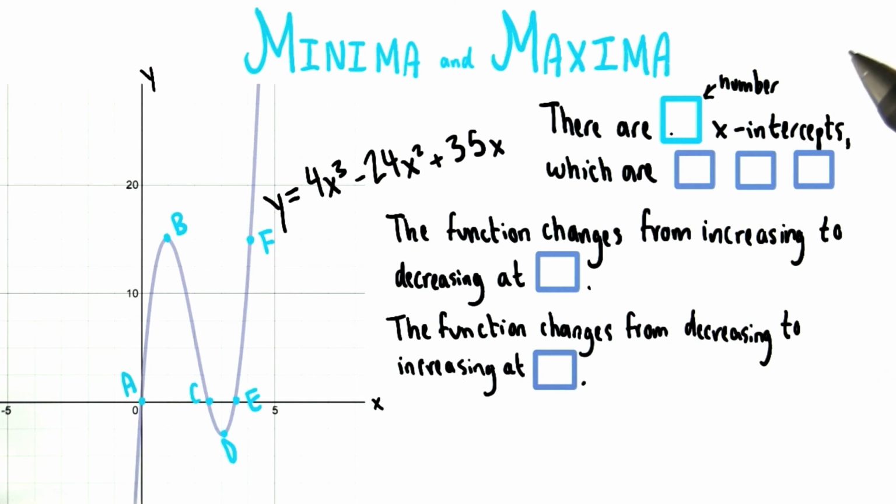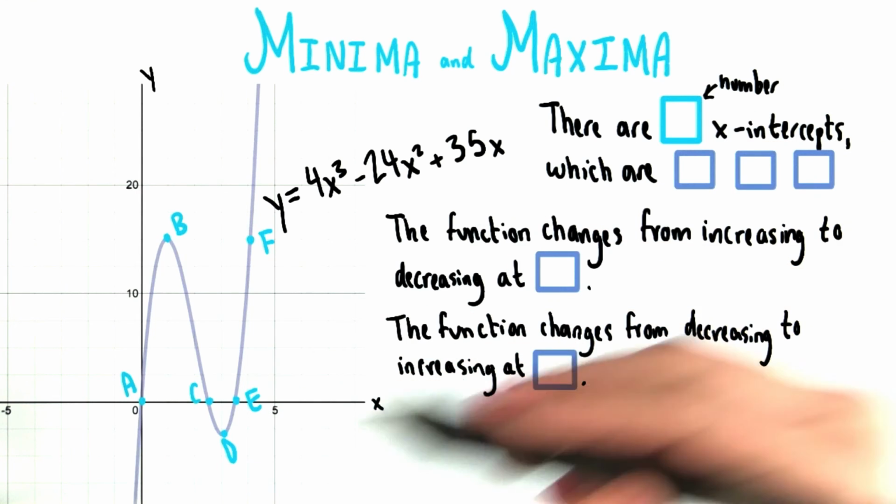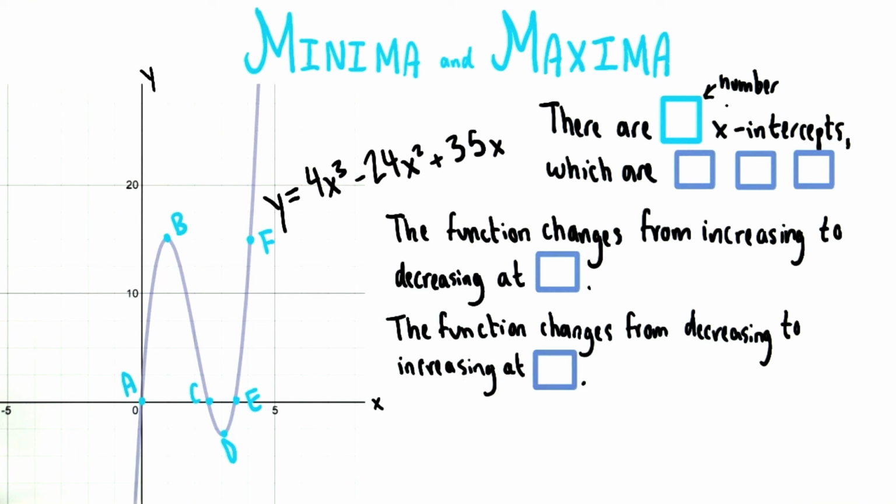So basically I'm asking you which points are the x-intercepts and how many are there, where the function changes from increasing to decreasing, and when it changes from decreasing to increasing.